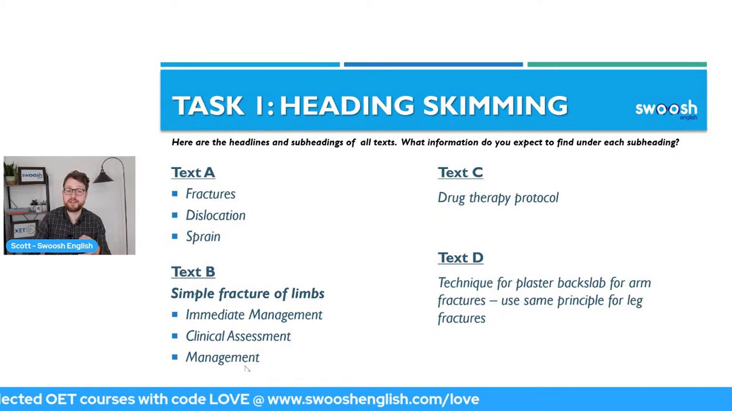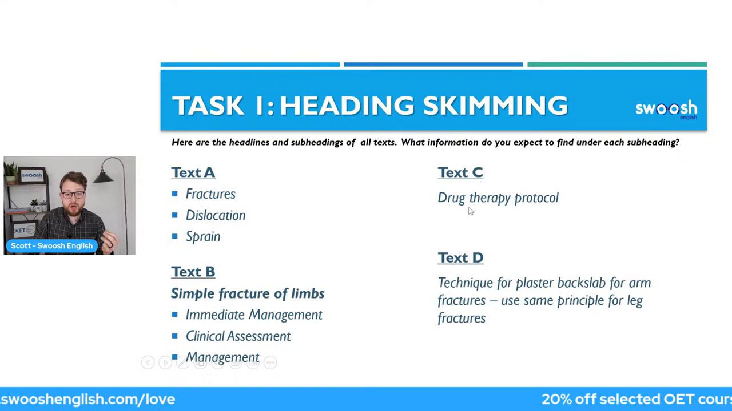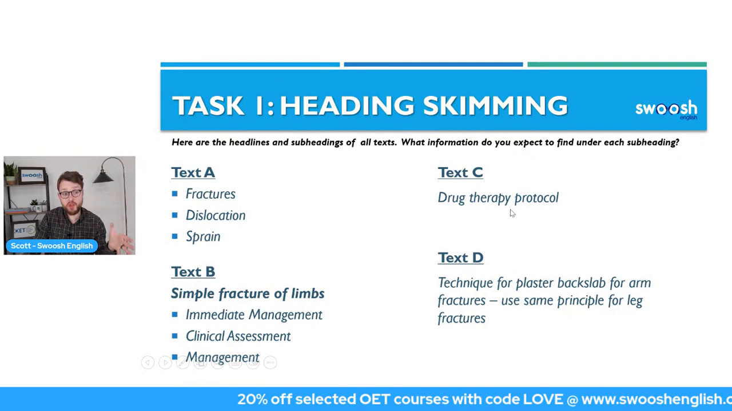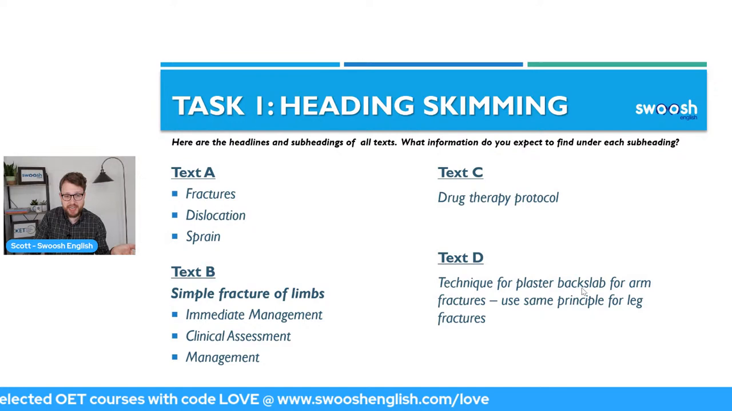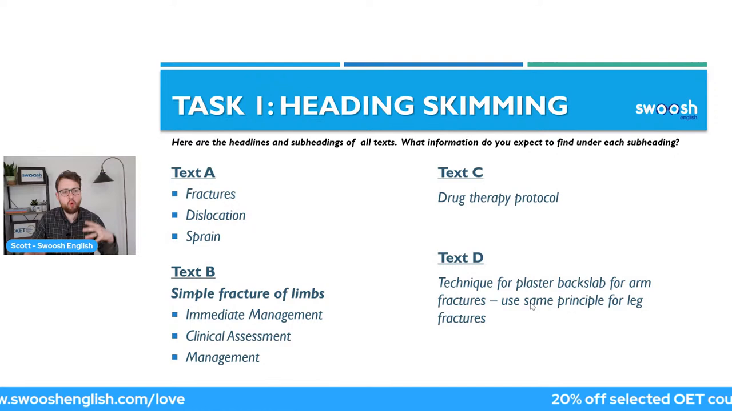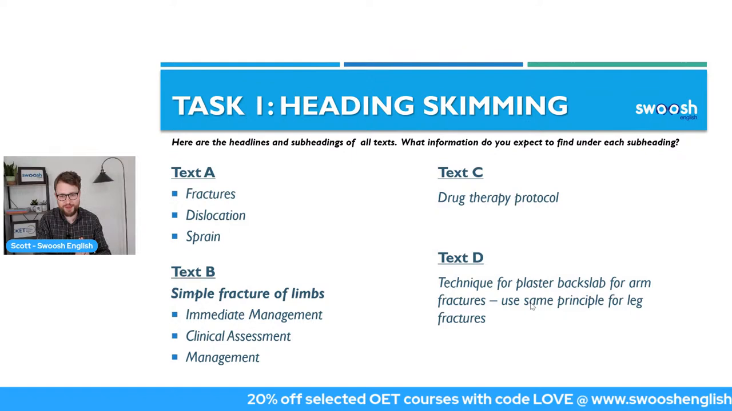And next one is text C. We have drug therapy protocol. So what do we think we're going to find under that text based on that heading? And then finally, text D, technique for plaster back slab for arm fractures. Use same principle for leg fractures. What do we think we're going to find under that text too? Okay. Have a think, guys.